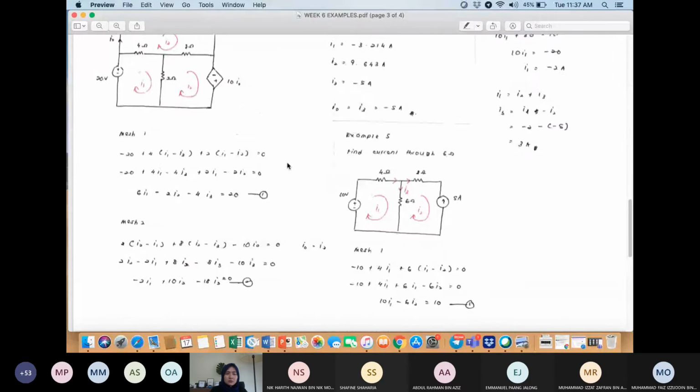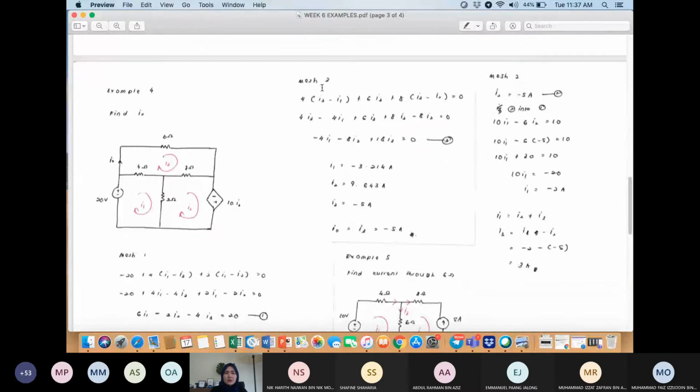And then next, mesh 3. Mesh 3 is this one. This is 4 multiplied with (I3 minus I1) plus 6I3 plus 8 multiplied with (I3 minus I2) equals 0. Simplify the equation, you will get negative 4I1 minus 8I2 plus 18I3 equals 0.